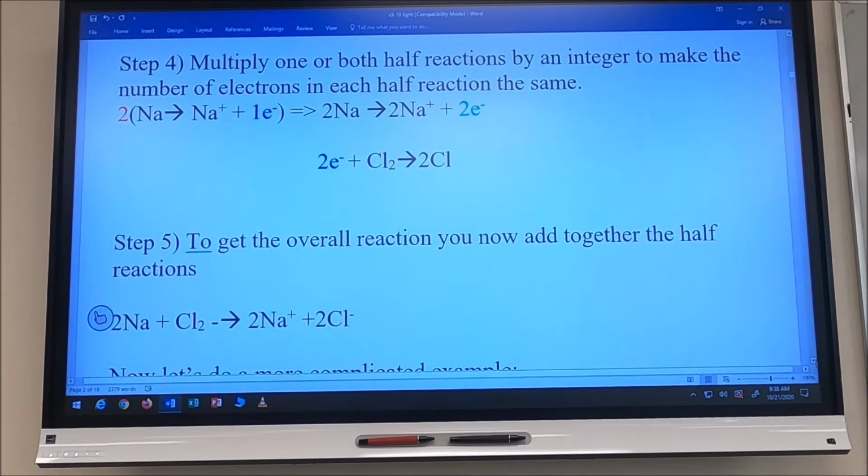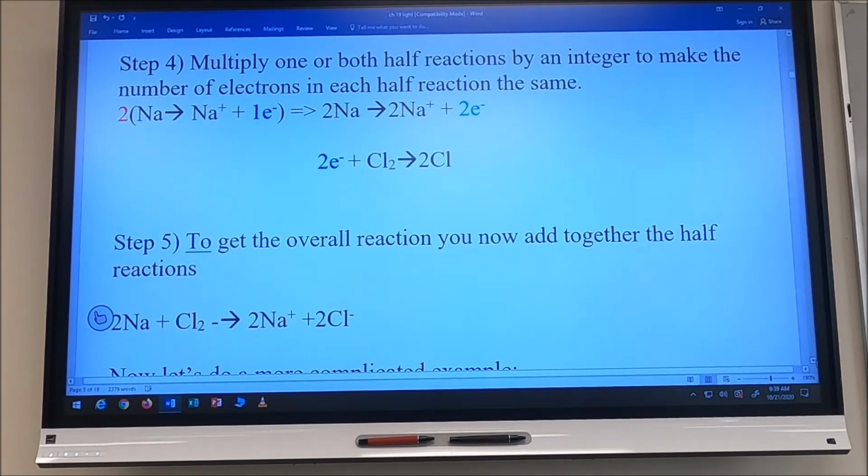Now, our last step is to multiply one or both half reactions by an integer to make the number of electrons in each half reaction the same. In what we've got, the first half reaction, the oxidation half reaction, involved only 1 electron, a sodium going to a sodium ion plus an electron. So I need to multiply that one by 2. So if I multiply by 2, I get 2 sodium atoms going to 2 sodium ions and 2 electrons.